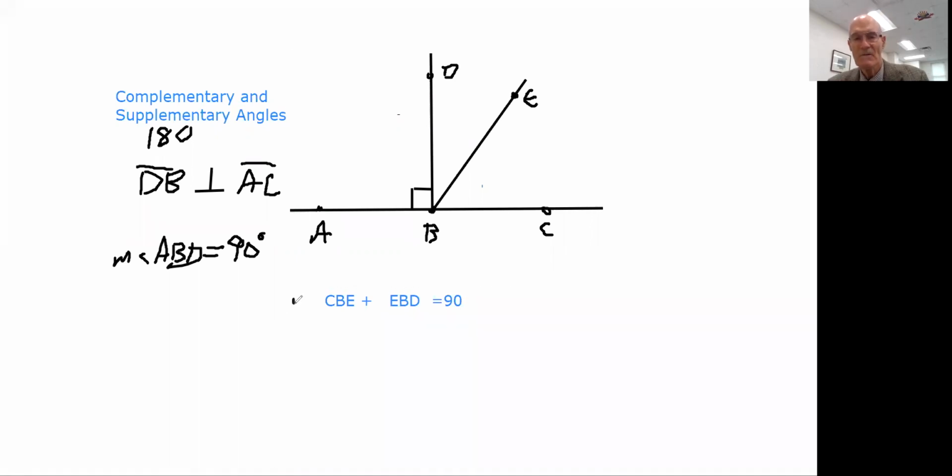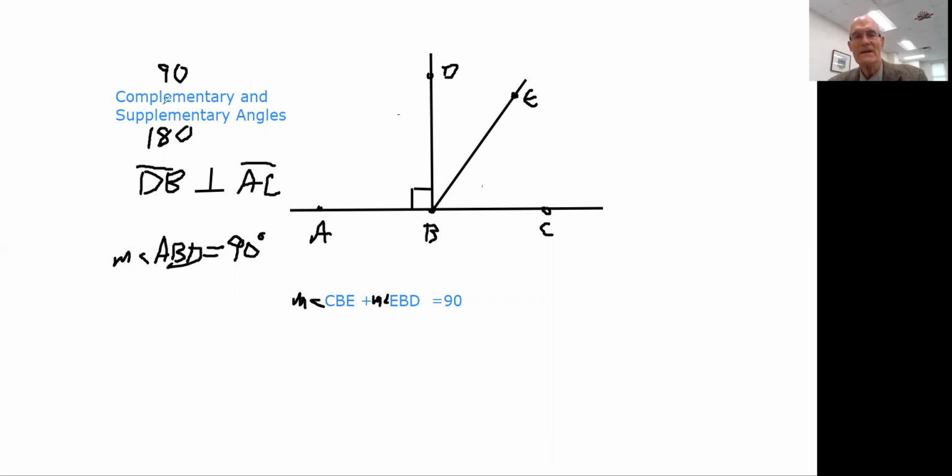So the measure of angle CBE plus the measure of angle EBD equals 90 degrees. So when you have complementary angles, once again, they add to 90, and it doesn't matter. In this case, CBE and EBD are adjacent, but they don't have to be. All you have to have is two angles that add to 90 degrees, and that means they're complementary.